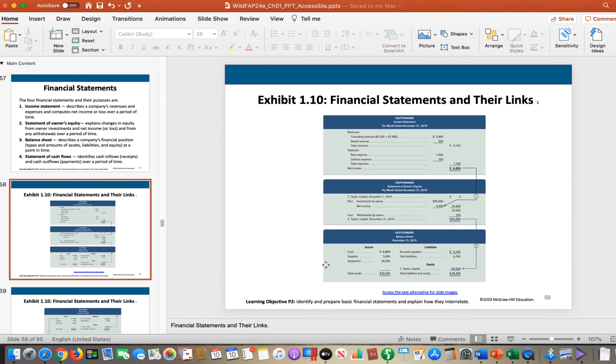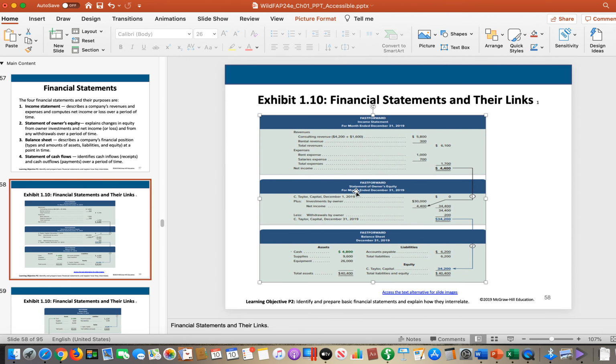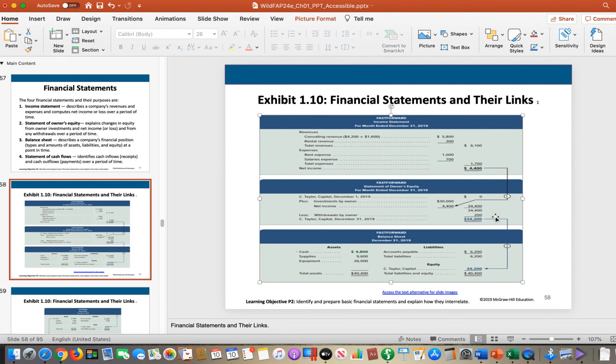Now, if we go back over all the transactions that we took part in, let me expand this a little bit. We ended up with $4,800 in cash, $9,600 in supplies, and $26,000 in equipment. We still owe $6,200 because we bought supplies on account, and we only paid $900 toward that, $7,100 if you recall. And now we bring down the new capital. It's no longer $30,000; it is $34,200.